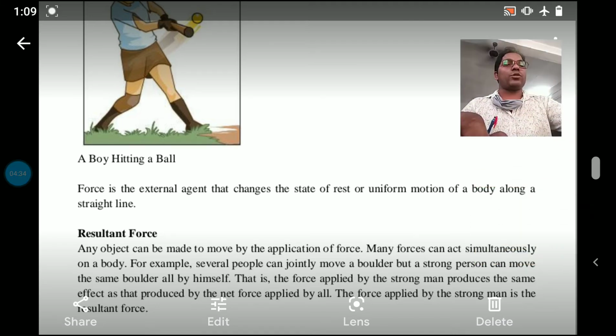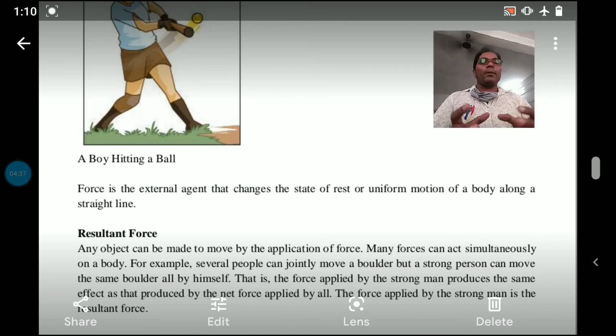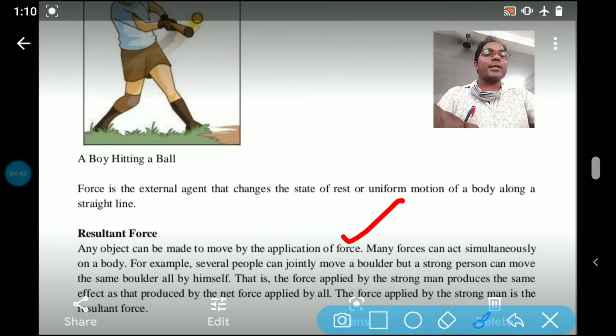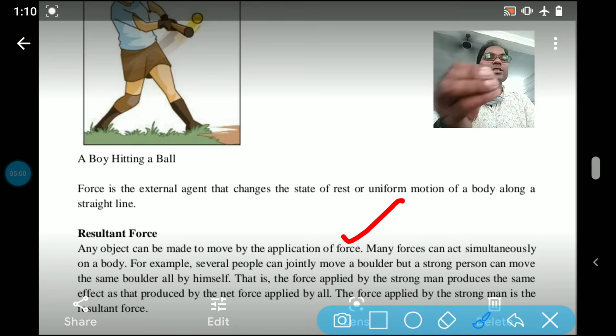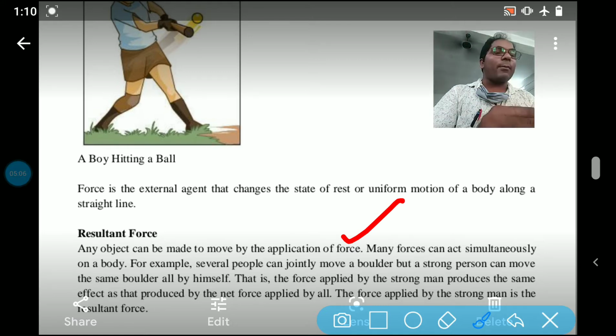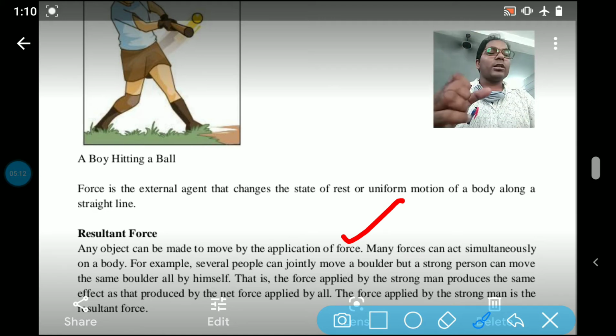What is the resultant force, students? Read this passage. Any object can be made to move by the application of force. Many forces can act simultaneously on a body. For example, several people can jointly move a boulder, but a strong person can move the same boulder all by himself. The force applied by the strong man produces the same effect as that produced by the net force applied by all. The force applied by the strong man is the resultant force.